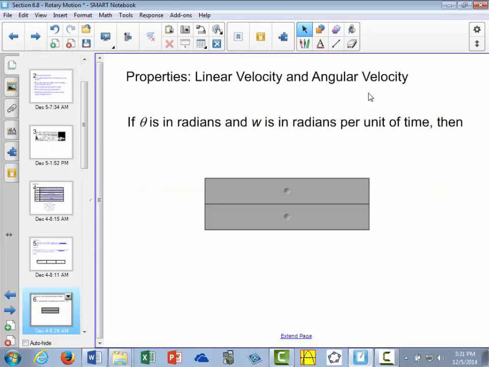So linear velocity and angular velocity are related. If we measure our angle, theta, in radians, and omega is in radians per unit of time, then we can say that our arc length is our radius times the angle measured in radians. We discussed this in an earlier section. Our linear velocity will be our radius times the angular velocity. So linear velocity is radius times angular velocity.